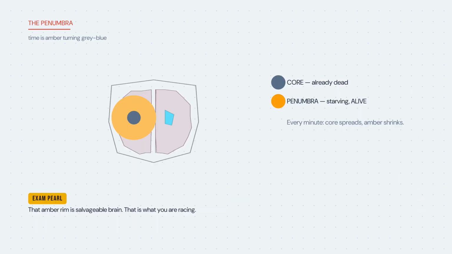Here is why every minute counts. When the artery blocks, the center of the territory dies quickly. That is the core, gray-blue, and it is gone. But around it is the penumbra, amber, tissue that is starving on the edge of the blocked supply but still alive, kept barely going by neighboring vessels. That amber rim is salvageable brain. Every minute without flow, the gray-blue core spreads outward and the amber shrinks. Time is brain means, quite literally, amber turning gray-blue. That is what you are racing.